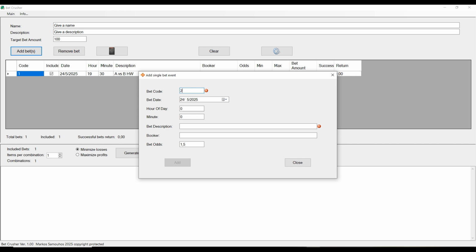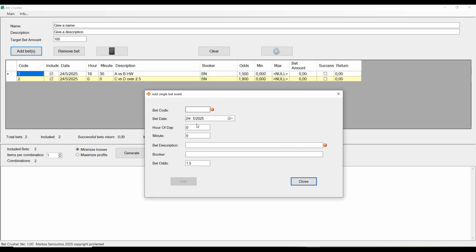Bet number 2, again the same. C team versus D team, over 2.5 goals. Bookmaker name, odds 1.9, and let's add this to the collection, and so on until we finish.